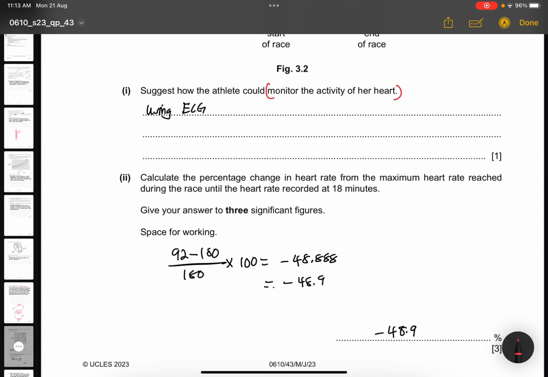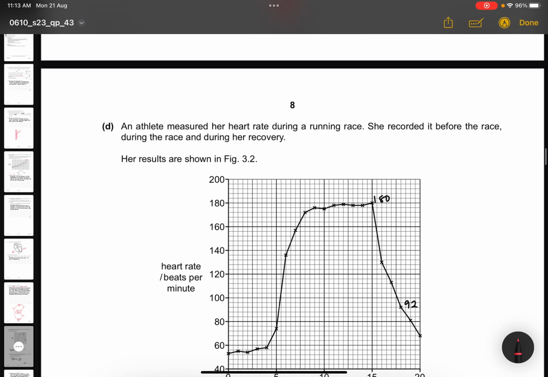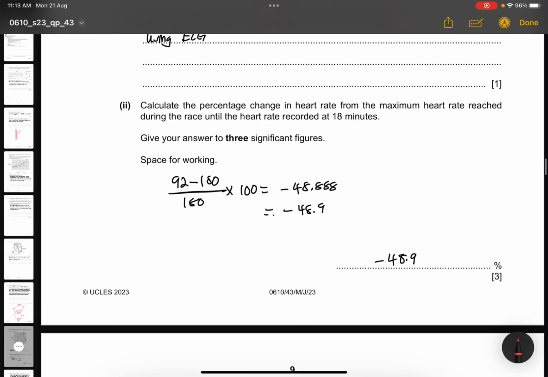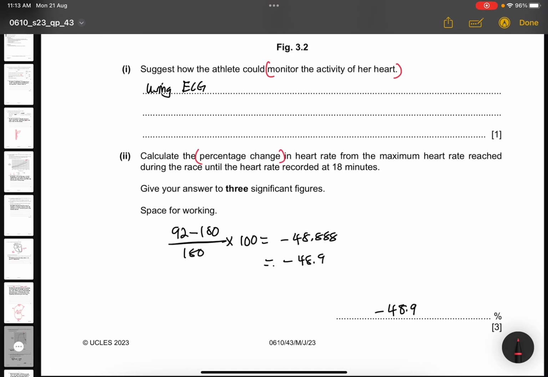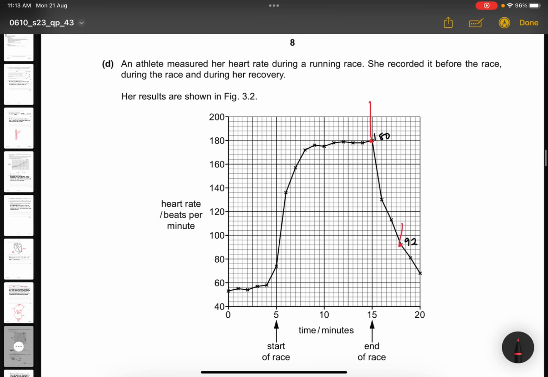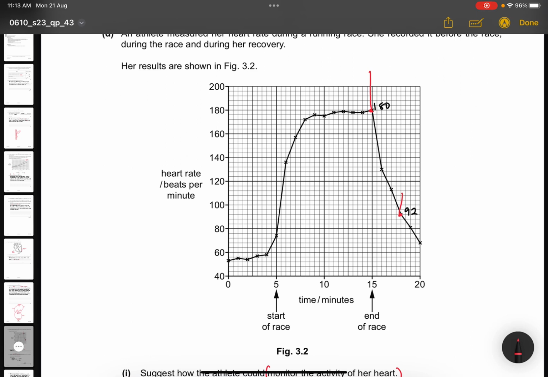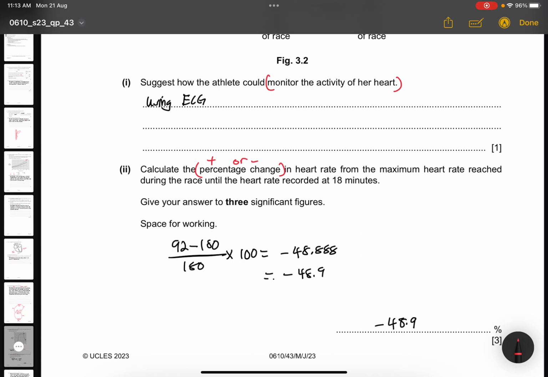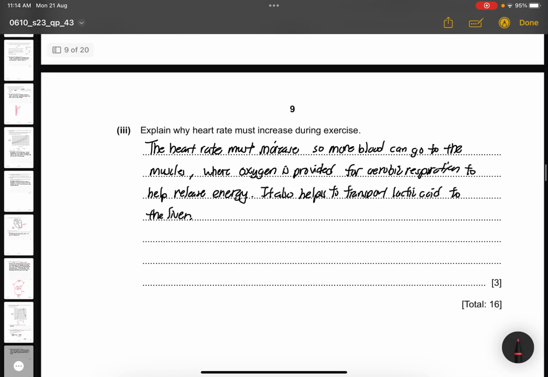Part 2. Calculate the percentage change in heart rate from the maximum heart rate reached during the race until the heart rate recorded at 18 minutes. So this is the maximum heart rate, and this is 18 minutes. So it's 180 and 92. The percentage change is positive or negative depending on the trend. So from 180 to 92 is a decrease, therefore there will be a negative symbol in front. So 92 minus 180 over 180 times 100, you get minus 48.888. Since they want 3 significant figures, change it to minus 48.9%. 3 marks.